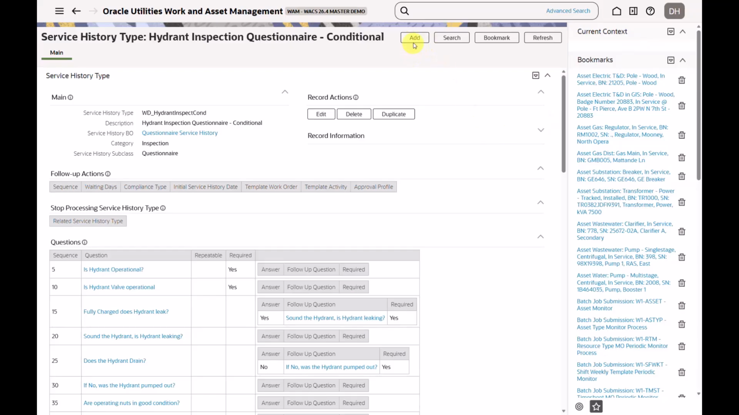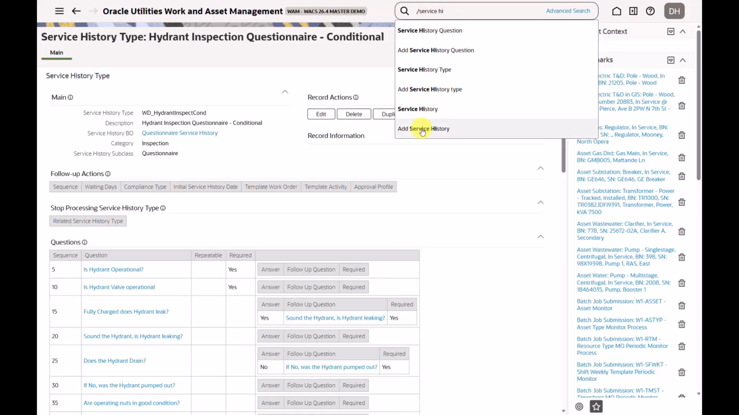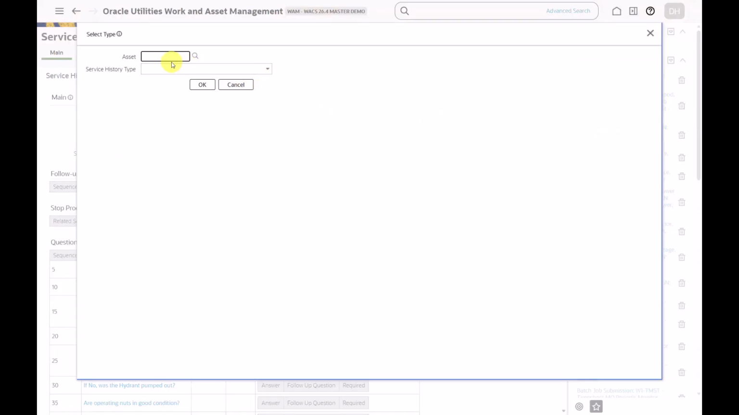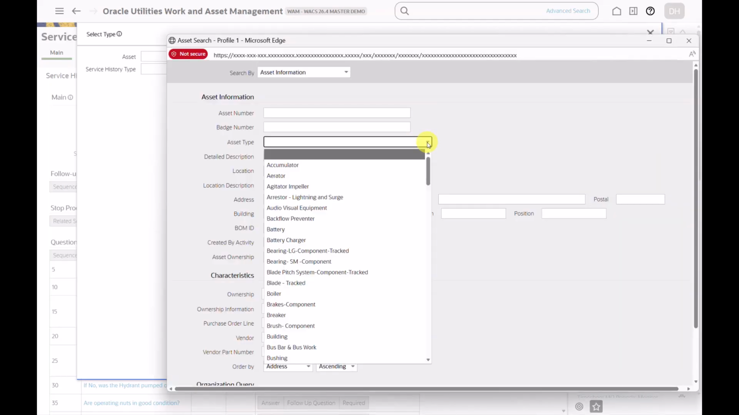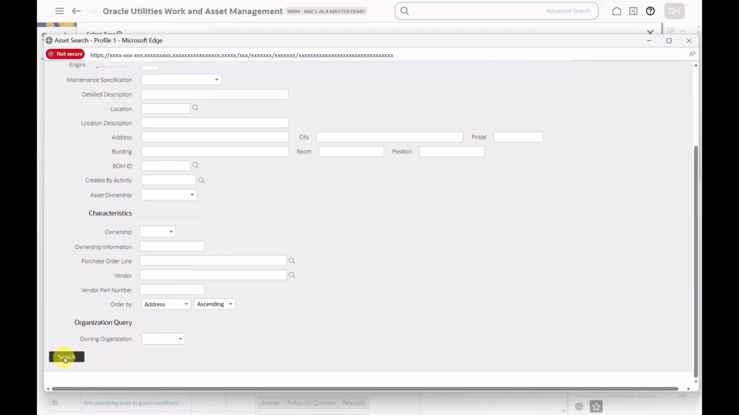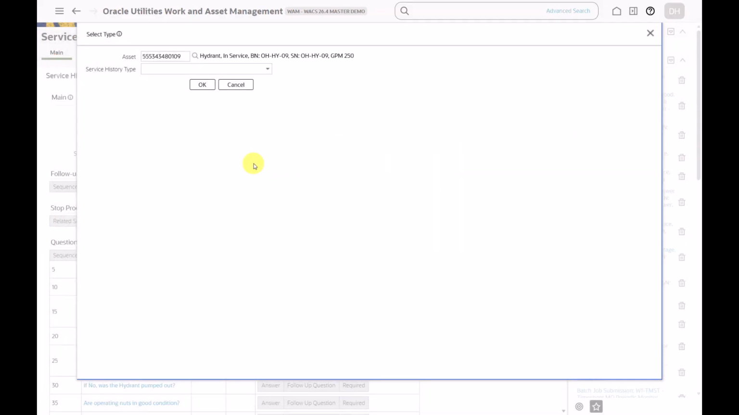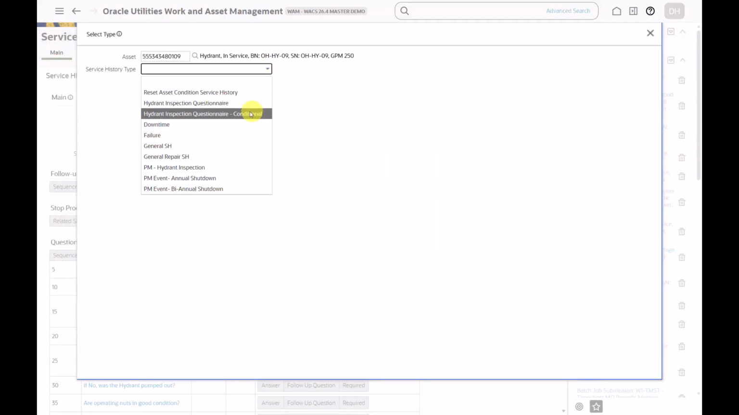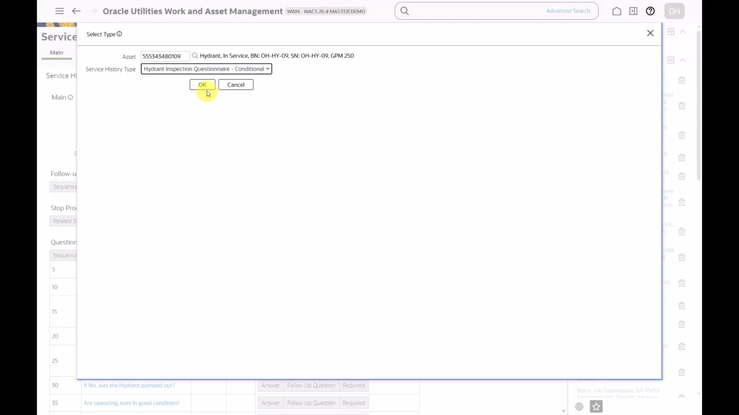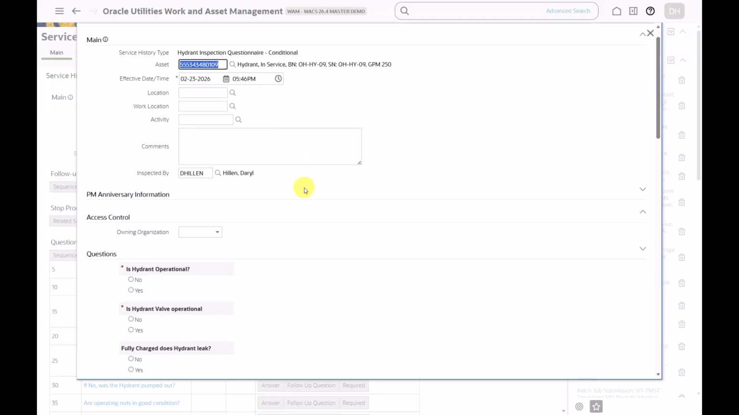Now that we've looked at the service history type, let's go and create a service history of that type. So we'll go and find an asset. And the asset type is going to be hydrant. So there's my hydrant that I'm inspecting. And there's the service history type we just looked at. And let's go straight to the answers.